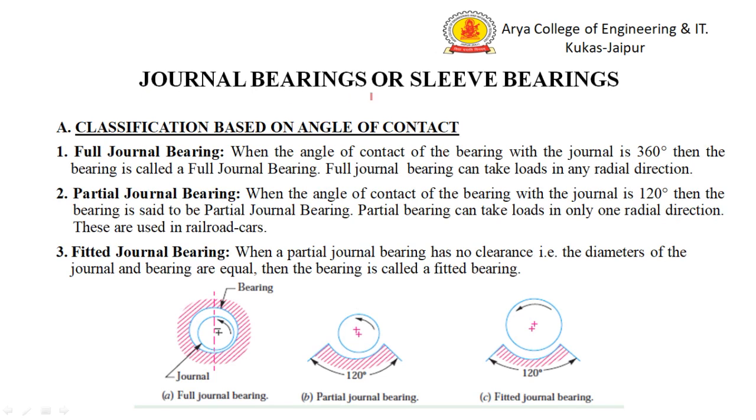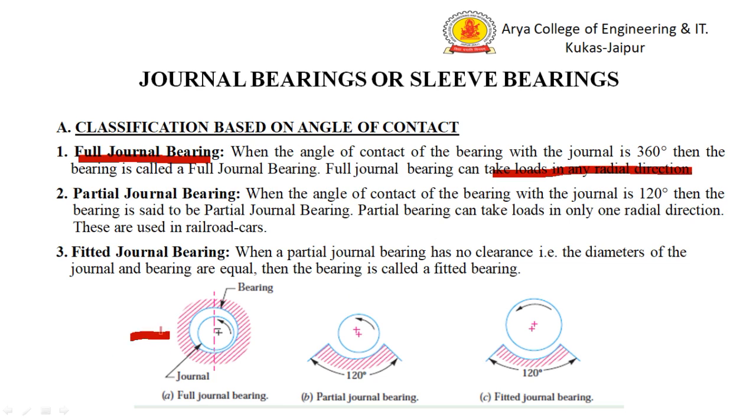Now, journal bearings or sleeve bearings. Journal bearings can be classified on the basis of the angle of contact between the moving element and the fixed element. If the angle of contact is 360 degrees, then the journal bearing is called a full journal bearing. It can take loads in any radial direction.